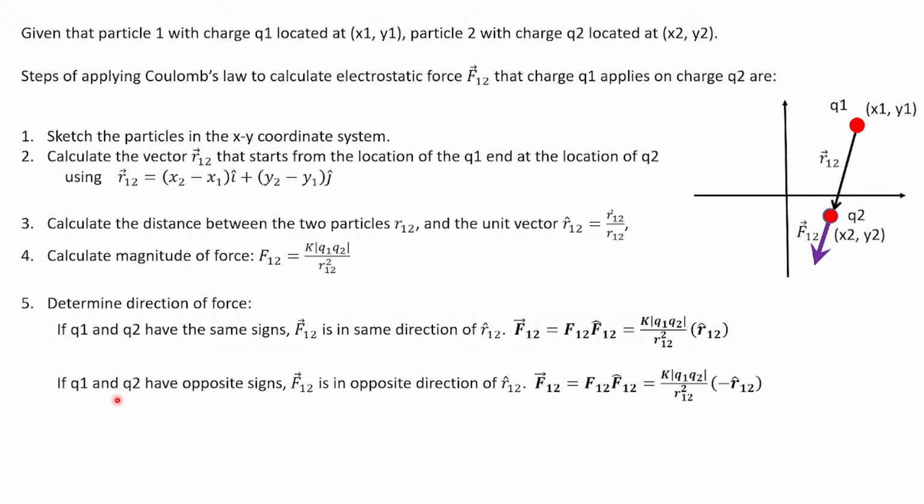If the two charges have opposite signs, meaning one is positive and the other is negative, then the two charges will attract each other. In this case, Q1 will attract charge Q2, pulling Q2 towards Q1. That means the force will be in the opposite direction of R12. So we can again write the force vector as its magnitude multiplied by its unit vector, but because the force is in the opposite direction, F12 equals the magnitude times negative R12 hat. That's how it comes here.